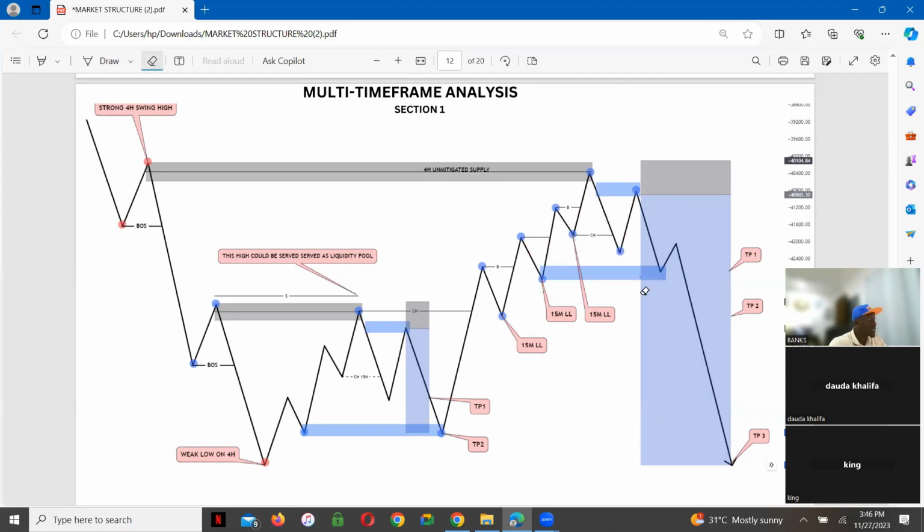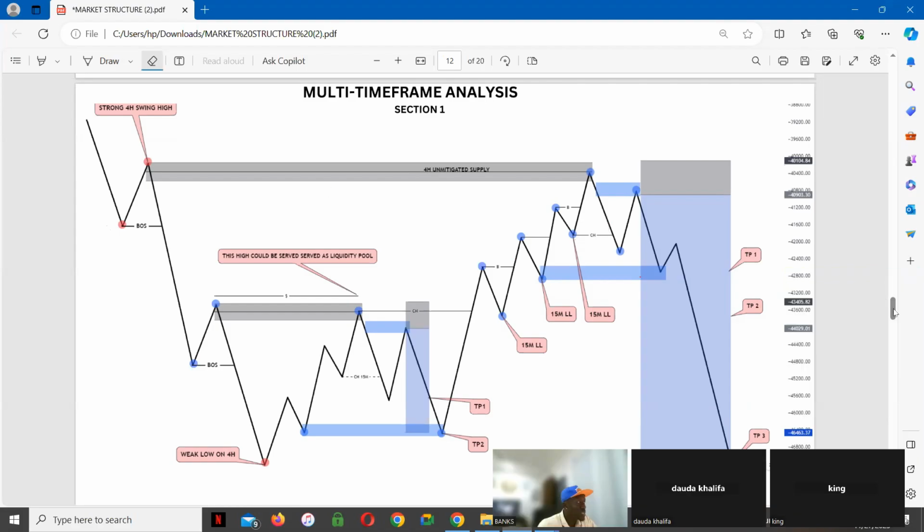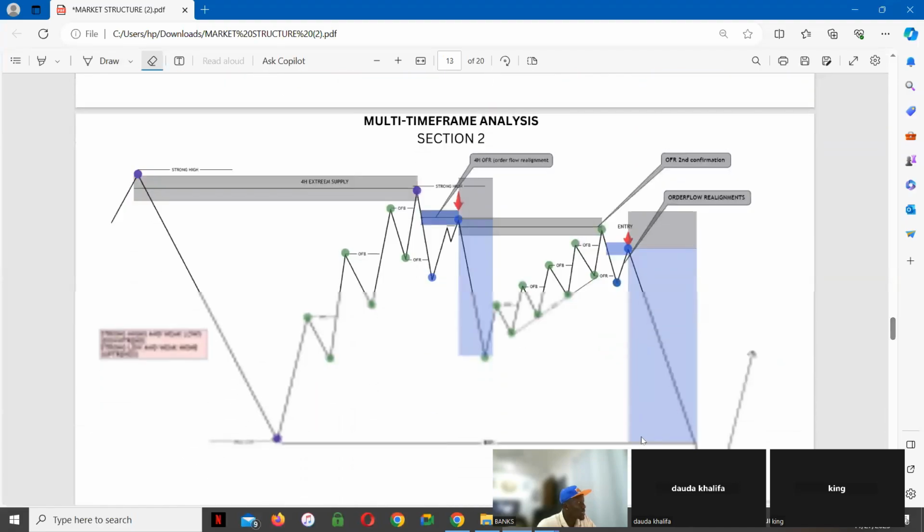Always take note of that. Whenever price mitigates a higher time frame level and you're expecting a pullback or a counter trend, you need to be very careful and think twice before making that particular decision because it could turn really bad. Okay.